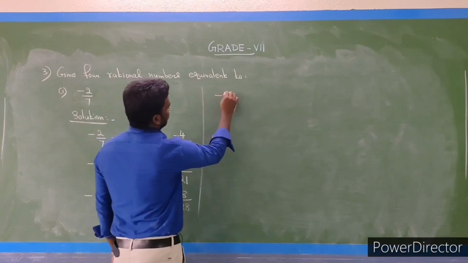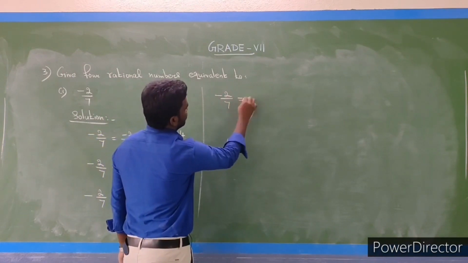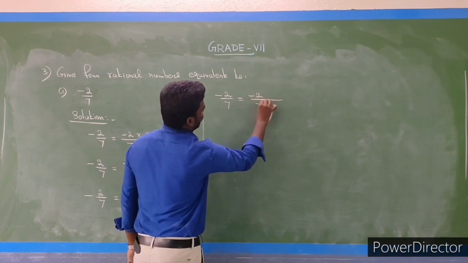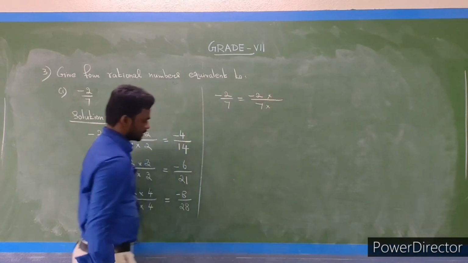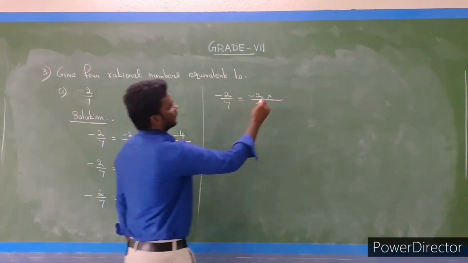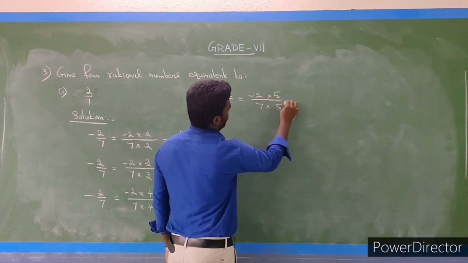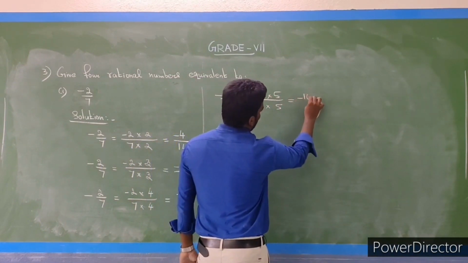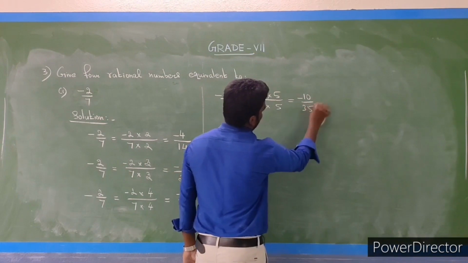Next, minus 2 by 7 is equal to minus 2 by 7 multiplied by the next number of 4, which is 5 by 5, equal to minus 10 divided by 35.